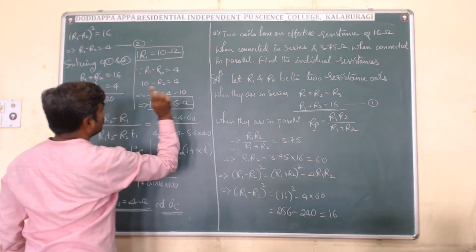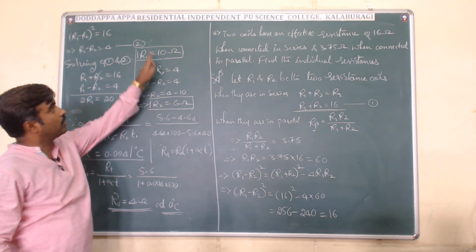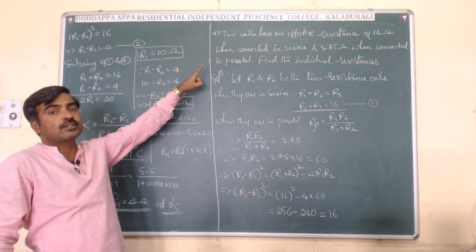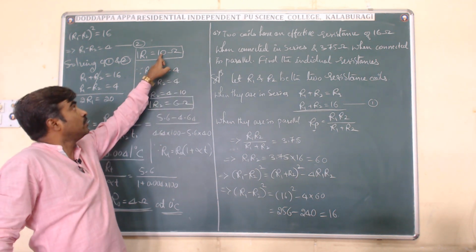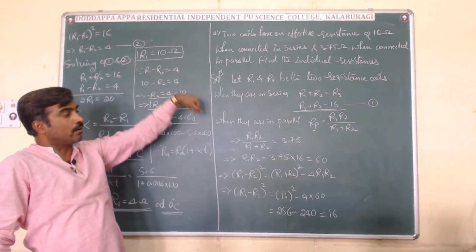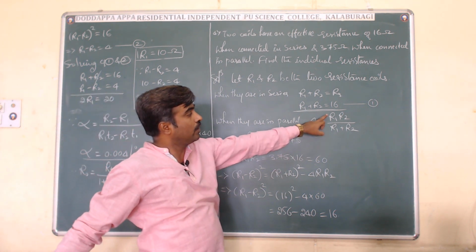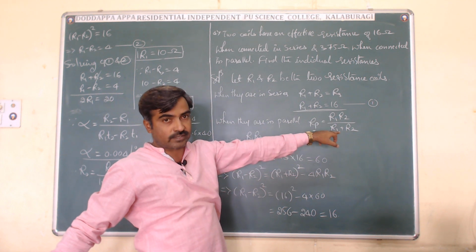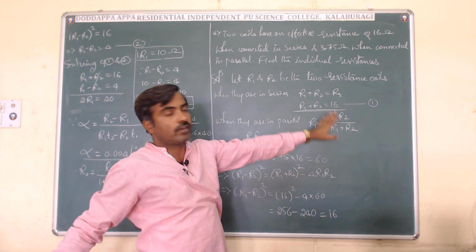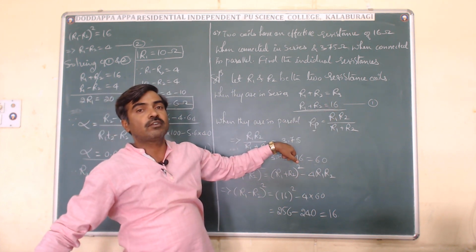These are the two values, R1 and R2. R1 is 10 ohms and R2 is 6 ohms. As per the question, when they are connected in series, the effective resistance should be 16 ohms, and 10 plus 6 is definitely 16. When connected in parallel, this condition has to be satisfied too: 10 into 6 divided by 10 plus 6. 10 into 6 is 60, divided by 16. When you divide 60 by 16, it definitely gives you 3.75 ohms.